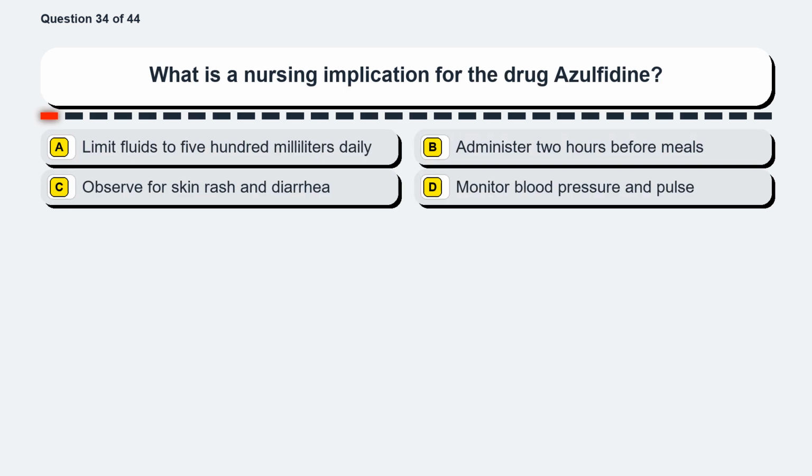Question 34. What is a nursing implication for the drug azulfidine? Option A. Limit fluids to 500 milliliters daily. Option B. Administer 2 hours before meals. Option C. Observe for skin rash and diarrhea. Option D. Monitor blood pressure and pulse.